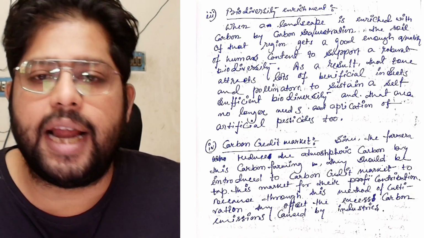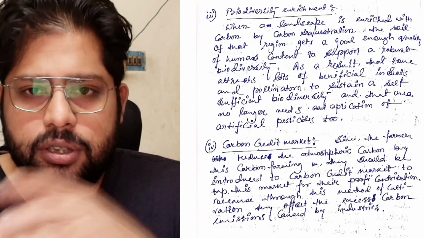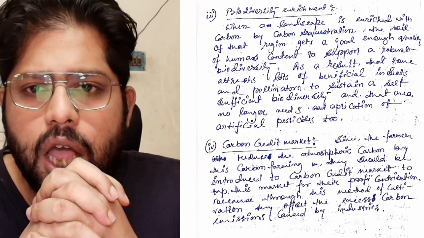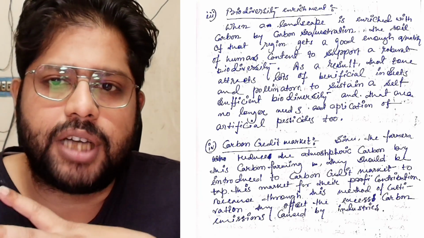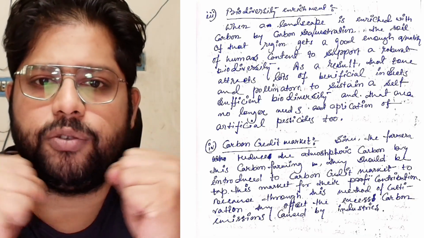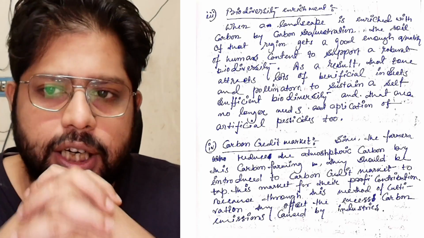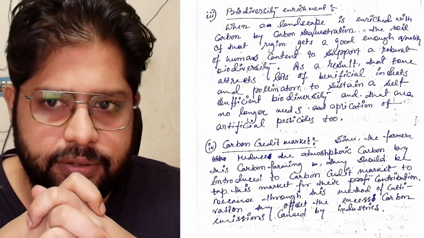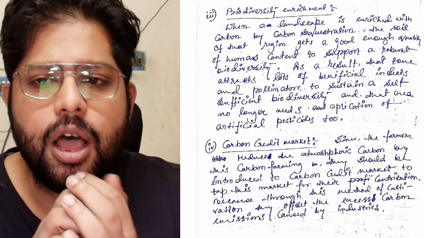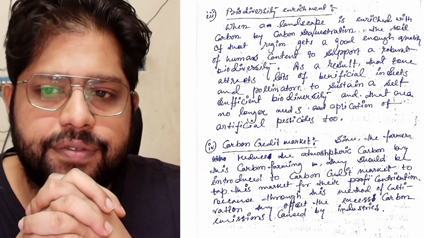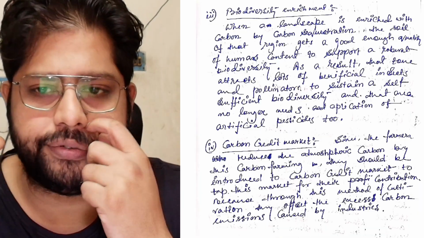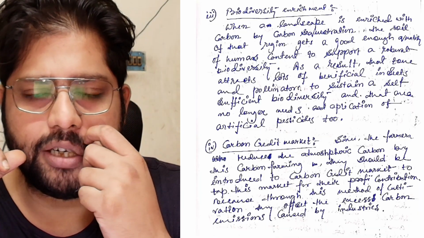So what is biodiversity enrichment? Let me first read this point what I have written. When a landscape is enriched with carbon by carbon sequestration, the soil of the region gets a good enough quantity of humus content to support a robust biodiversity. As a result, that zone attracts lots of beneficial insects and pollinators to sustain a self-sufficient biodiversity, and that area no longer needs application of artificial pesticides too.